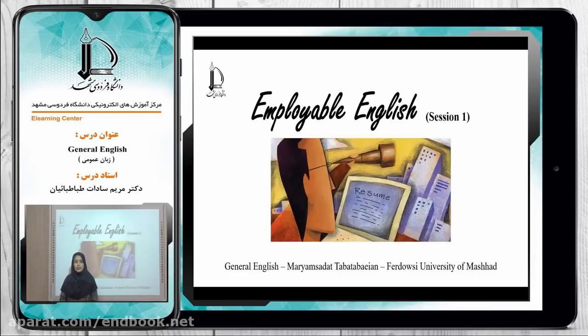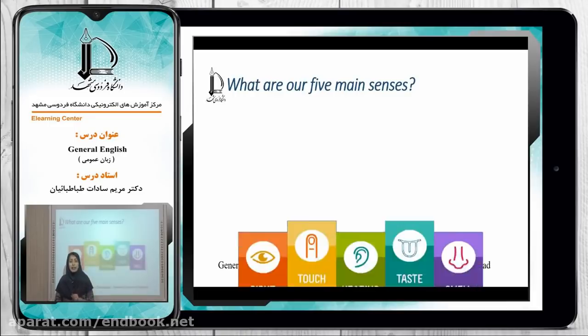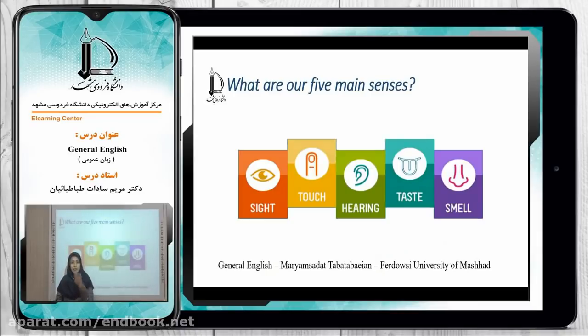Let's start the first lesson. So, what are our 5 main senses? Do you know them? We've got 5 main senses, and they include sight or seeing. It has to do with seeing whatever there is around us.